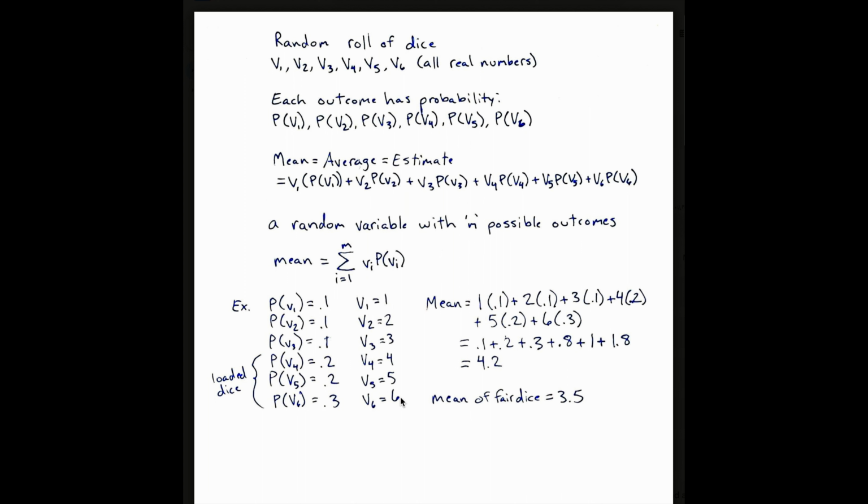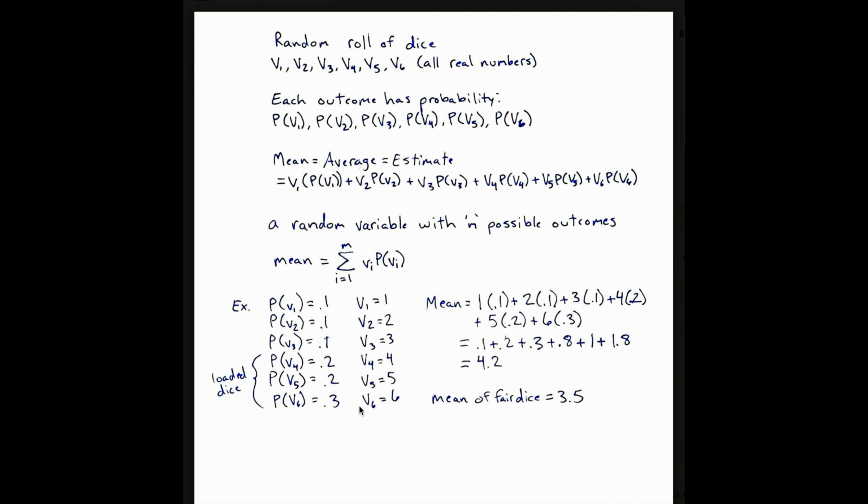And then here are the events, 1, 2, 3, 4, 5, 6, and here's the probability. So we want to add all of these up. So 1 times 0.1 plus 2 times 0.1 plus 3 times 0.1 plus 4 times 0.2, because you see here the probability of V4 is 0.2, plus 5 times 0.2 plus 6 times 0.3.